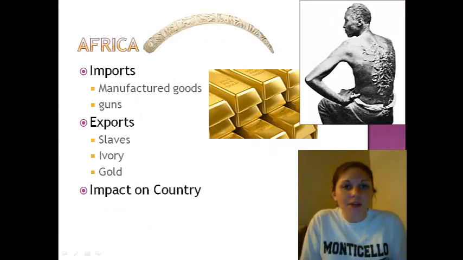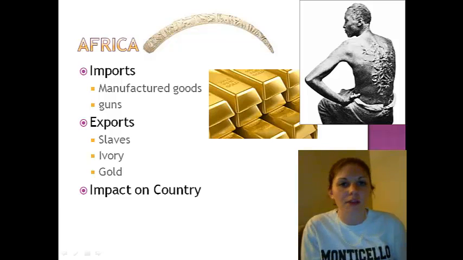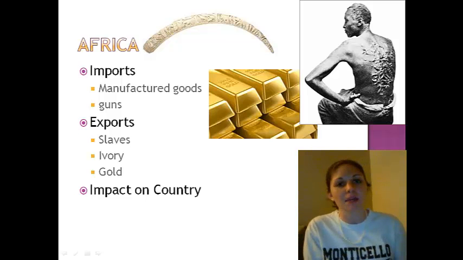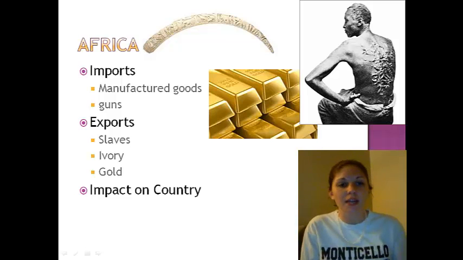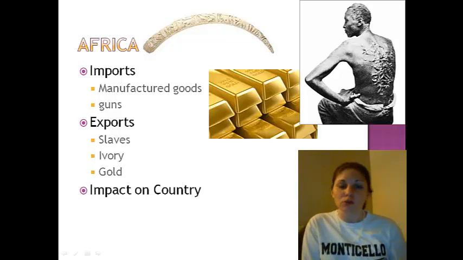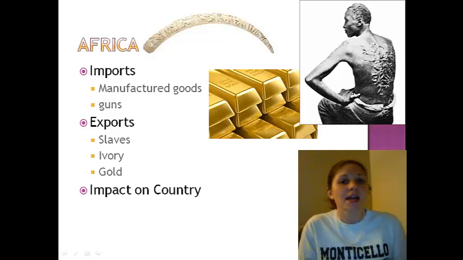And lastly, we're going to talk about Africa. And just really quickly, we're going to talk about the imports and exports that were coming in and going out of Africa during this period of time. So we learned a little bit about this in the triangular trade. We talked about slaves as one of the exports leaving Africa during this time. Also, gold was leaving Africa, and ivory.